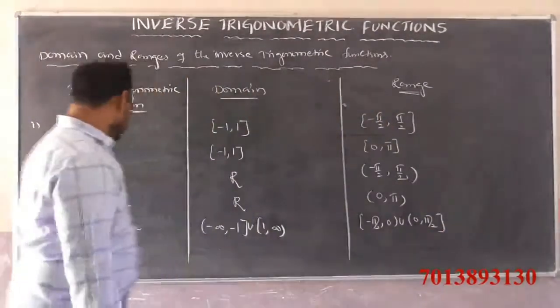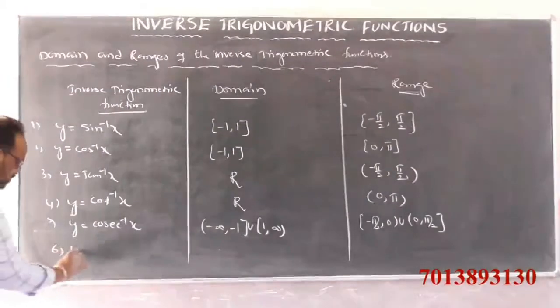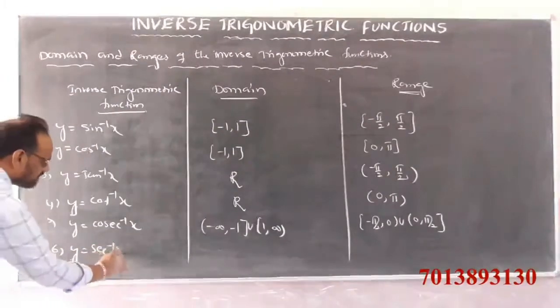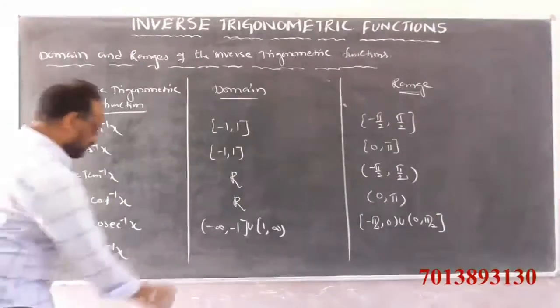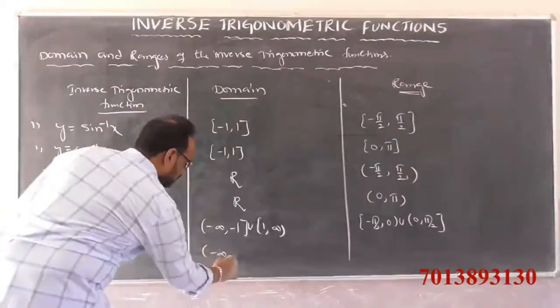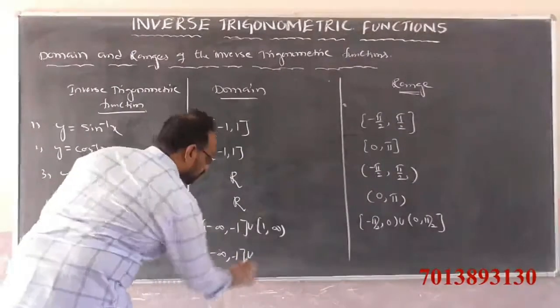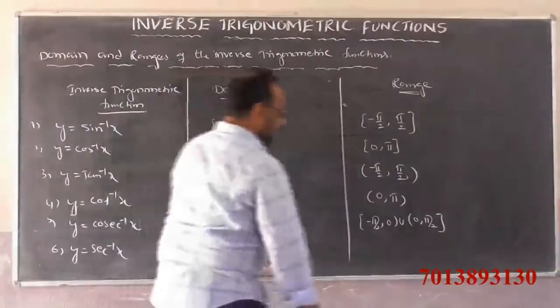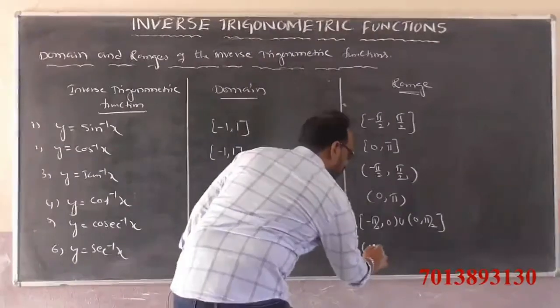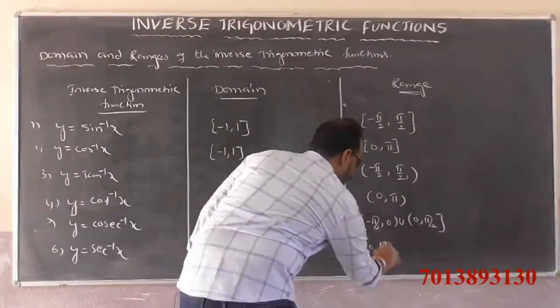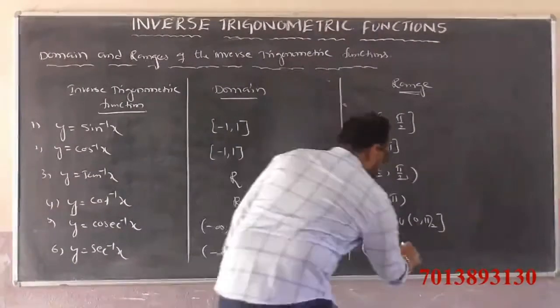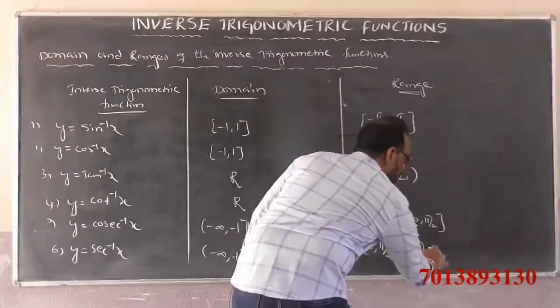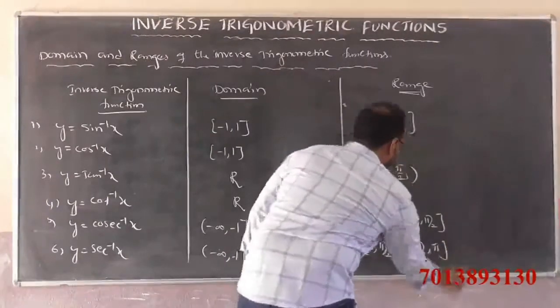And if you take the sixth one, y is equal to secant inverse x, clearly the domain is minus infinity to minus 1 union 1 to infinity, and the range is clearly the closed interval 0 to pi by 2 union pi by 2 to pi.